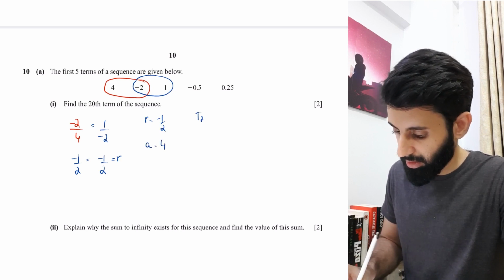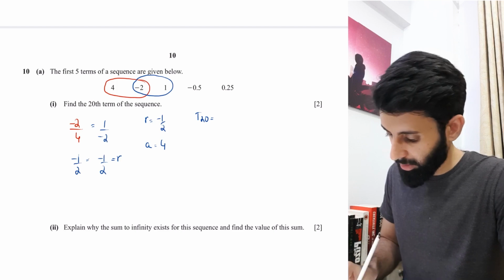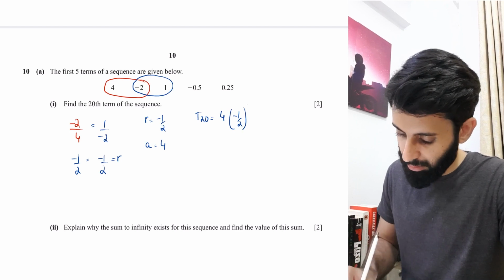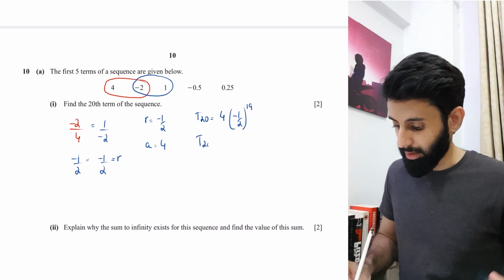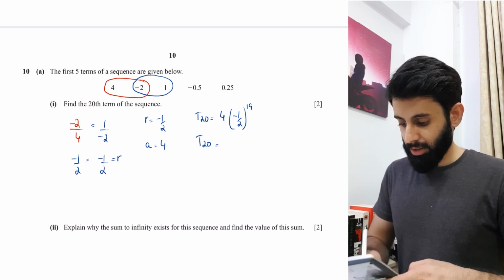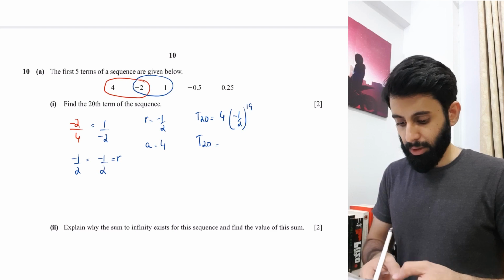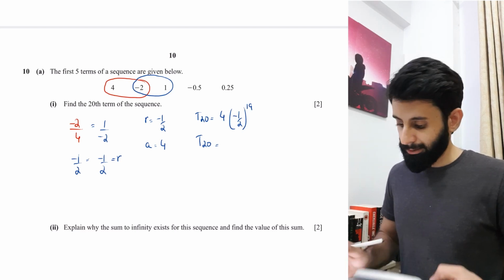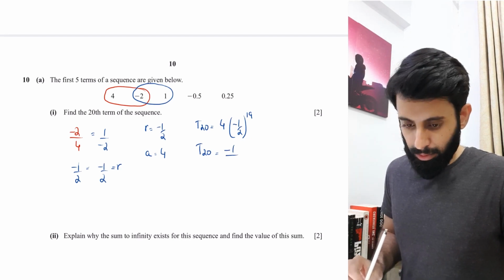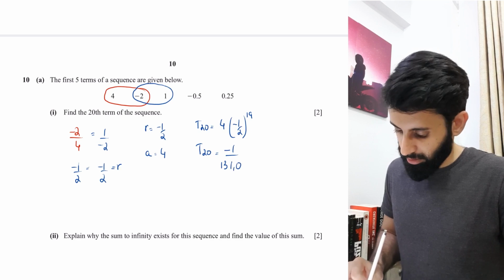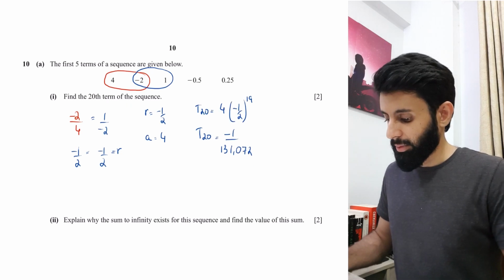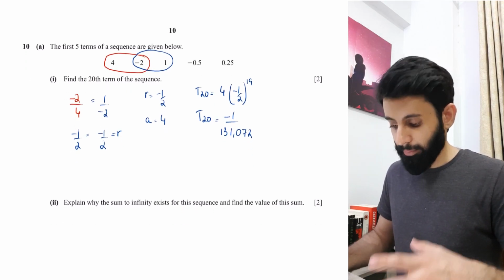Now if you want the 20th term, here's what you're going to do. T20 is going to be equal to 4 times minus 1 upon 2 raised to the power of 20 minus 1. That means raised to the power of 19. So let's find this out. Make sure that you don't make a sign error, or else you'll end up getting the whole question wrong. So minus 1 upon 2, make sure to put a minus sign inside the bracket, to the power 19. So you're looking at minus 1 upon 131,072. Yeah, and this makes sense since the common ratio is minus half. That means the 20th term is going to be extremely small.